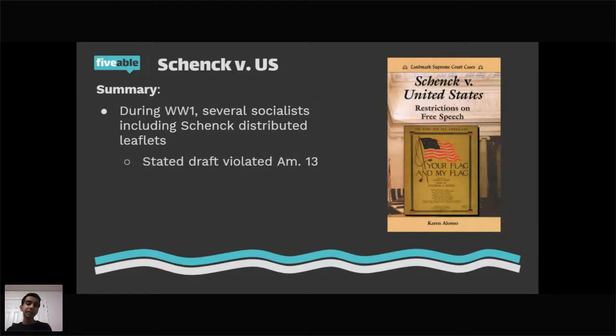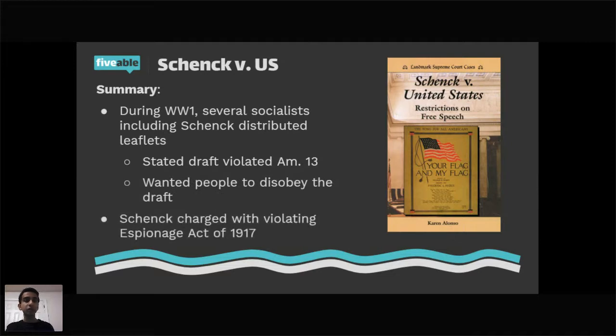he said that this draft was violating the 13th Amendment. The 13th Amendment actually prohibits indentured servitude. It prohibits slavery. Okay, so he wanted people to disobey the draft. And what happened as a result, with all these leaflets being passed out, and people were going towards his cause, they were like, "Oh, I agree."